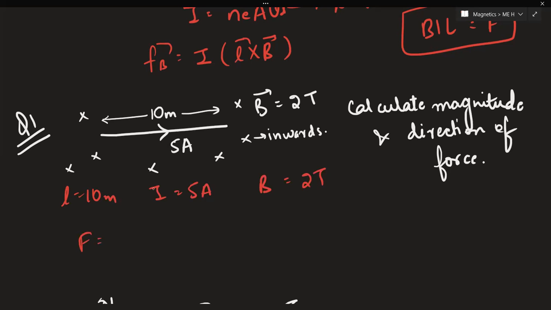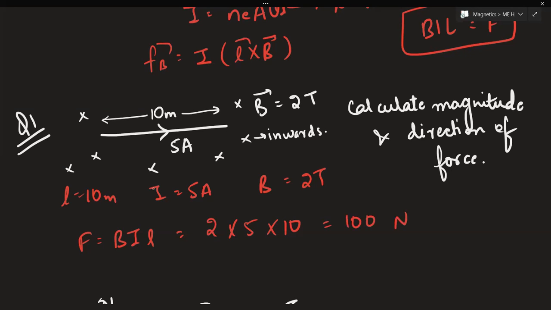So force will be BIL. Even if you take L cross B, that will be LB sine theta, and the angle between the length of the conductor and magnetic field is 90 degrees. Sine 90 is 1, so you can directly write BIL. So this becomes 2 into 5 into 10, which is 100 Newton.